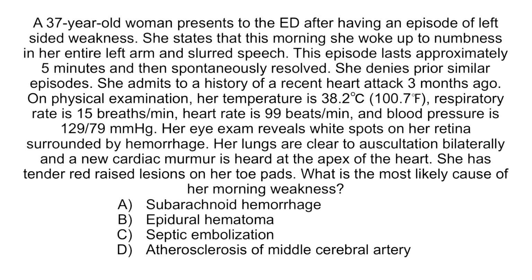On physical exam, her temperature is 38.2 degrees Celsius, respiratory rate is 15, heart rate is 99, and blood pressure is 129/79. Her eye exam reveals white spots on her retina surrounded by hemorrhage. Her lungs are clear to auscultation bilaterally, and a new cardiac murmur is heard at the apex of the heart. She has tender red raised lesions on her toe pads. What is the most likely cause of her morning weakness?